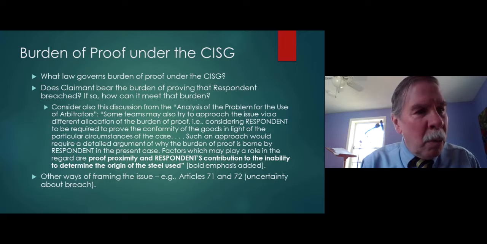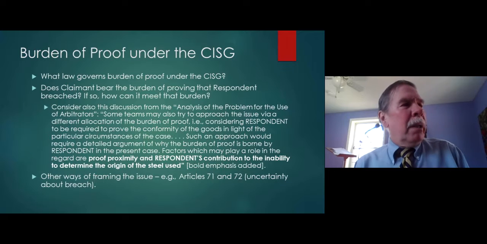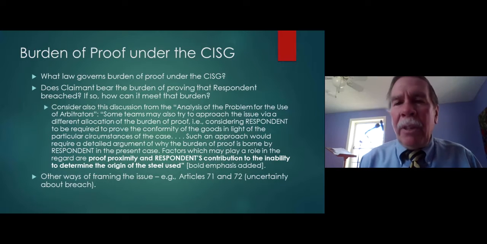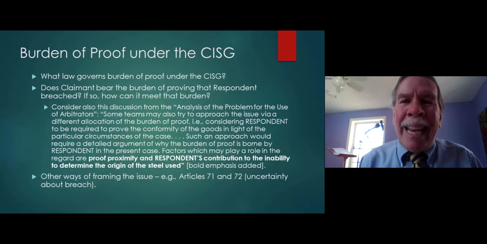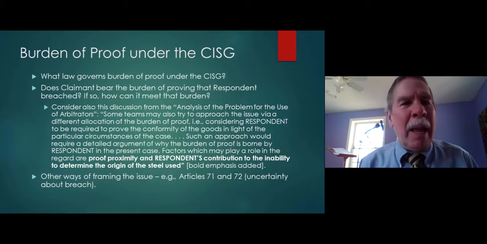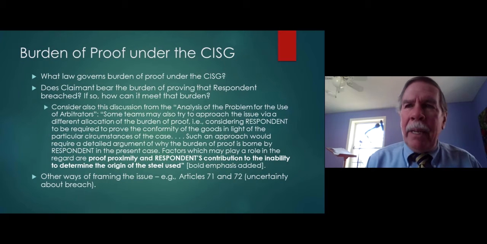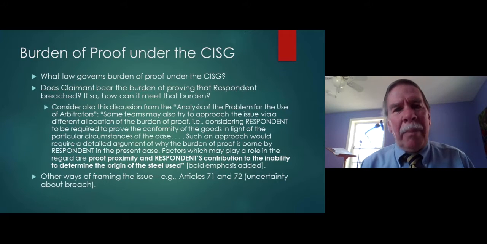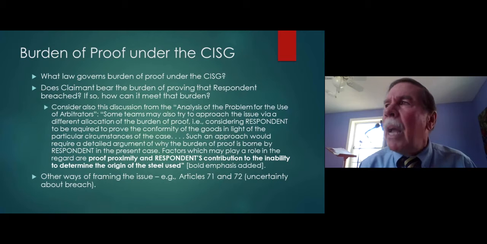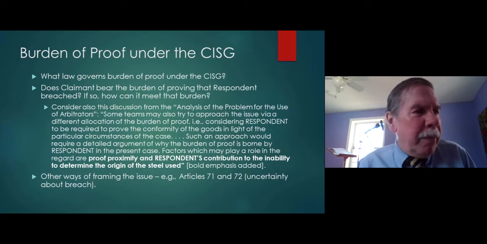There is certainly one provision that seems to allocate burden of proof expressly, and that is Article 79. It requires proof of the requirements of that provision by the party who's claiming an exemption from liability for not performing under that provision. And based upon that, the theory is that that's a general principle establishing the basic burden of proof rule under the CISG, the so-called rule exception principle.